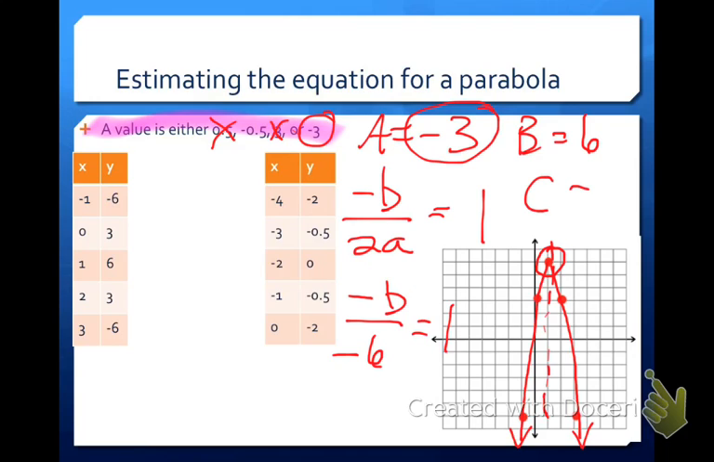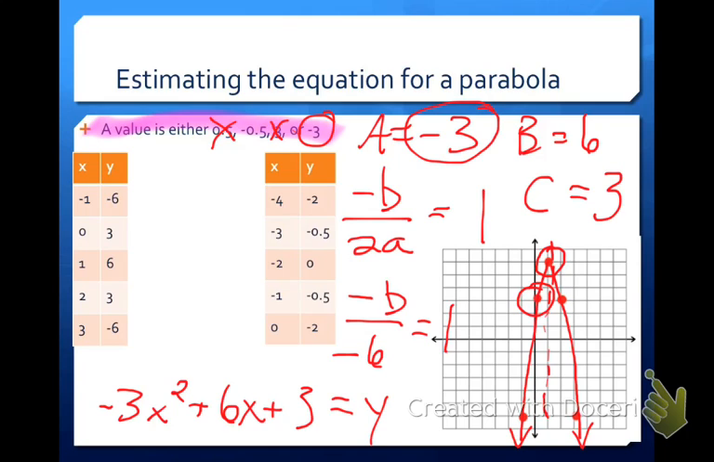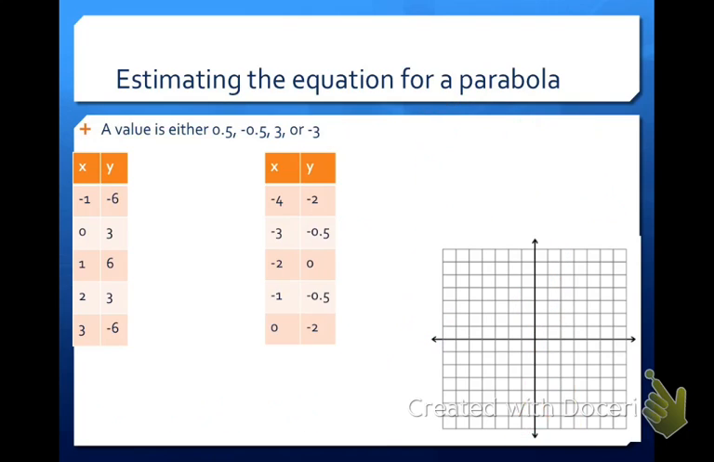And the last thing is my c value. My c value is always my y-intercept. So look at my graph, figure out where my parabola meets with the y-axis, and that will be 3. So I'll have my equation of negative 3x squared plus 6x plus 3. So that would be my equation. So that's how to write my equation. And that's it.